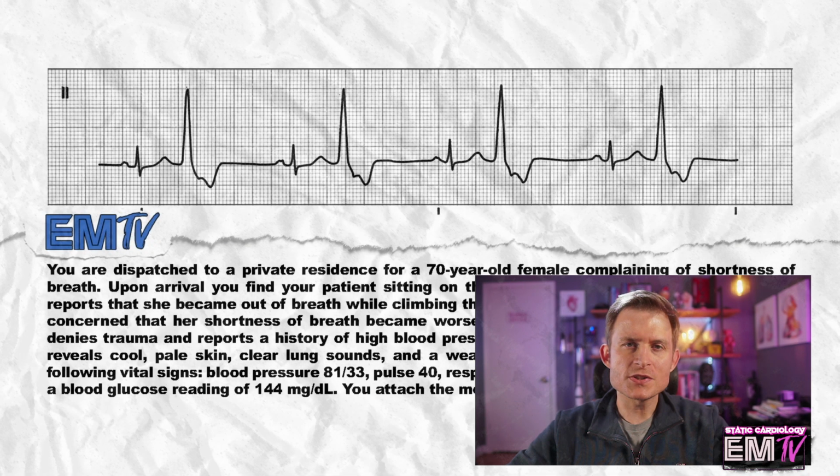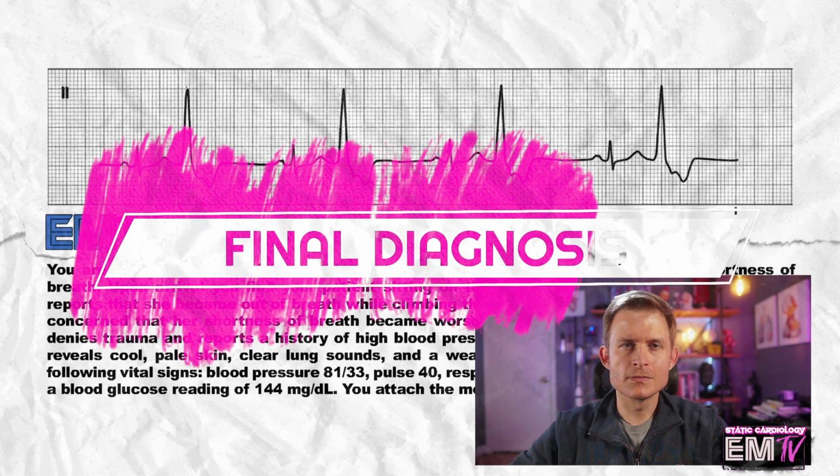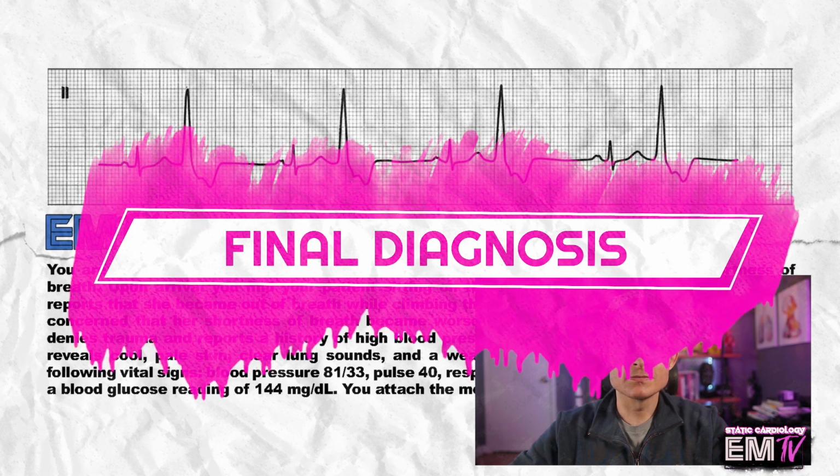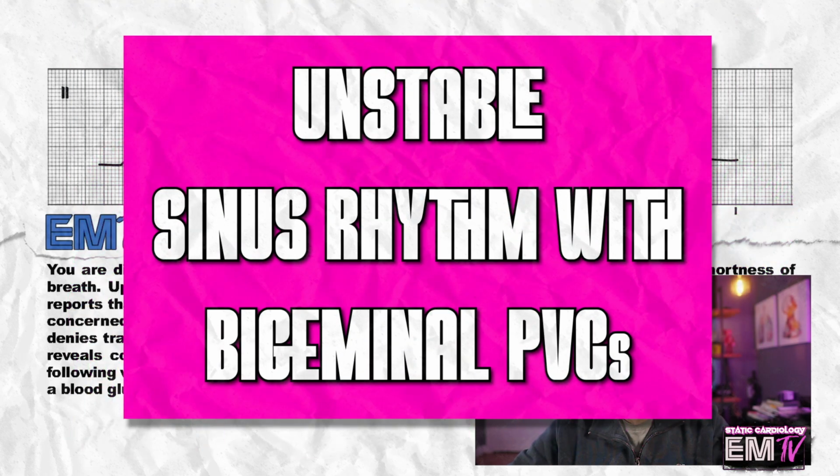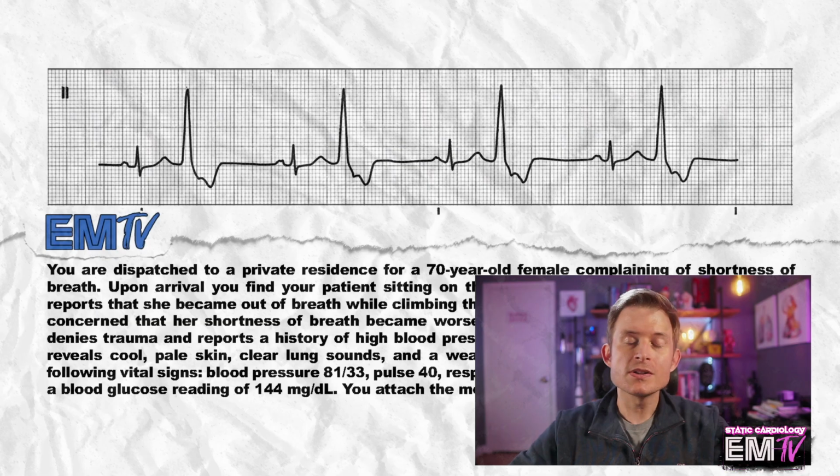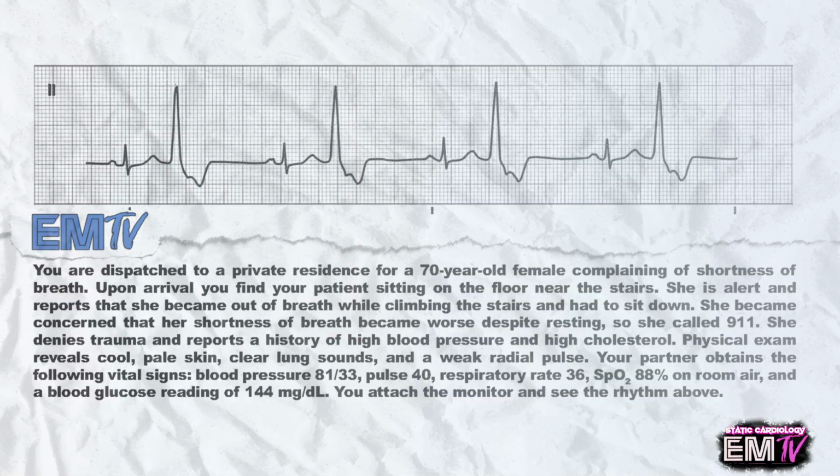Now, based on my patient's presentation as well as her vital signs, she's hypotensive with a blood pressure of 81, and hypoxic and dyspneic with an SpO2 of 88% on room air. My final diagnosis for static cardiology is an unstable sinus rhythm with bigeminal PVCs. Now, let's go ahead and move on to the treatment.